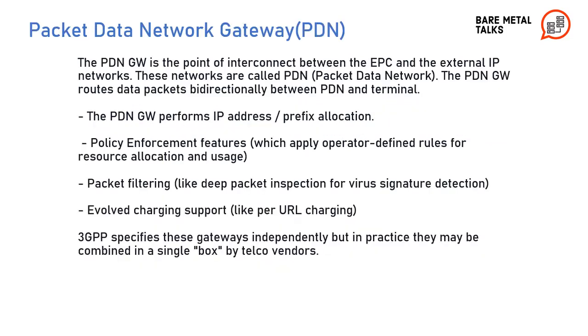Packet Data Network Gateway. The PDN Gateway is the point of interconnect between EPC and external IP networks. These networks are called Packet Data Networks. The PDN Gateway routes data packets bidirectionally between the PDN and the user equipment terminal. The PDN Gateway performs IP address prefix allocation. PDN Gateway also supports policy enforcement features as well as packet filtering and evolved charging support. 3GPP specifies these gateways independently, but in practice they may be combined in a single box by telco vendors.